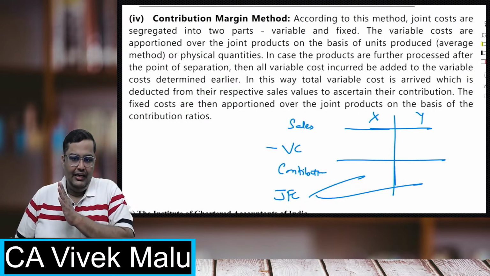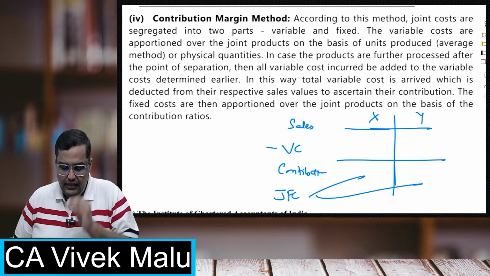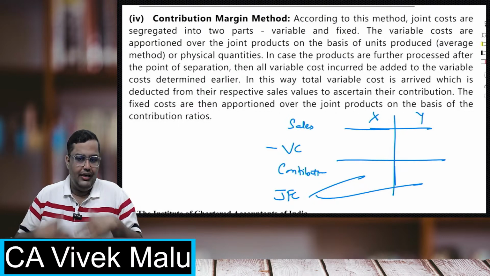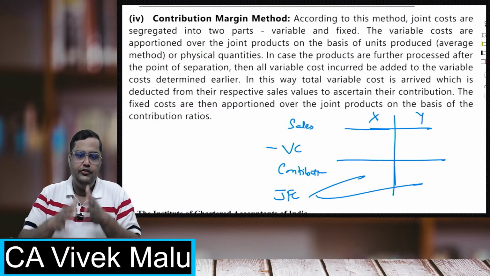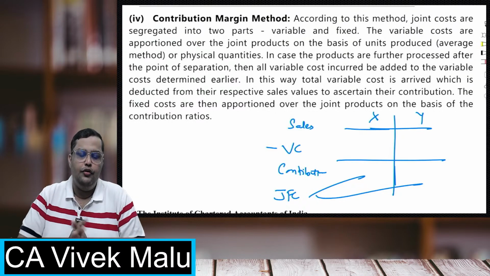So X and Y is the sales. Take the sales for that, reduce the variable cost, you get the contributions. Whatever the contributions, distribute the joint fixed cost in the ratio of those contribution margins.